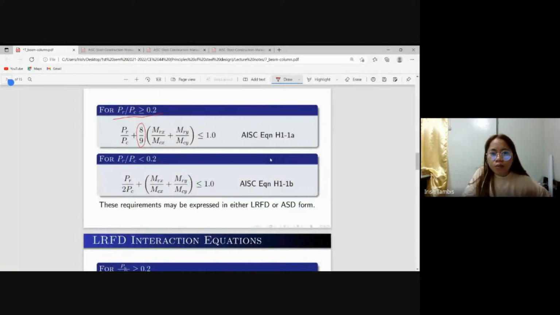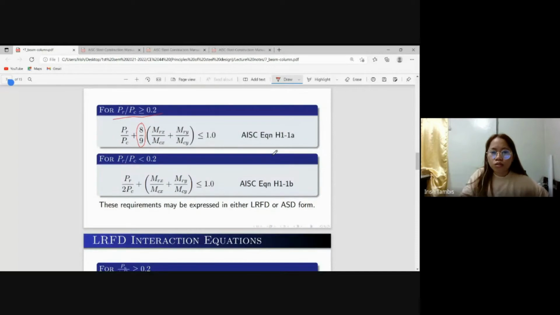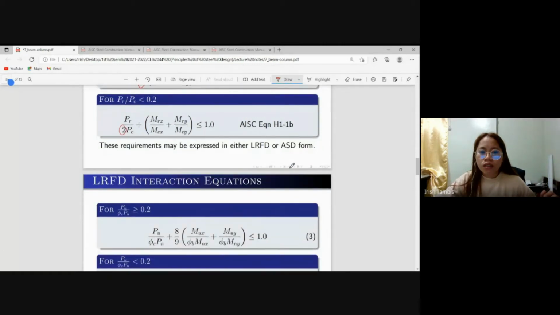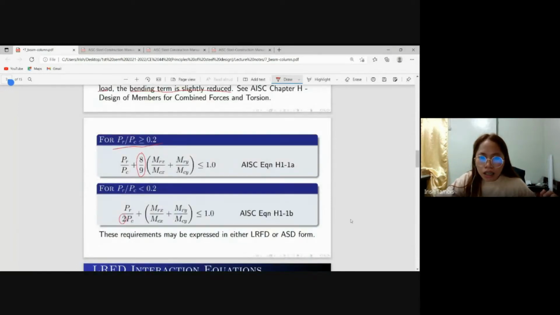But otherwise, no, if the P sub R over P sub C is less than 0.2, meaning the axial load is small, you have to reduce also the axial term. That is kaning gidivide nimo og 2, no? Naa ay 2 sa denominator plus this moment term should be less than or equal to 1.0. These requirements may be expressed in either LRFD or ASD form. All right. Okay. This one is the general term, no?